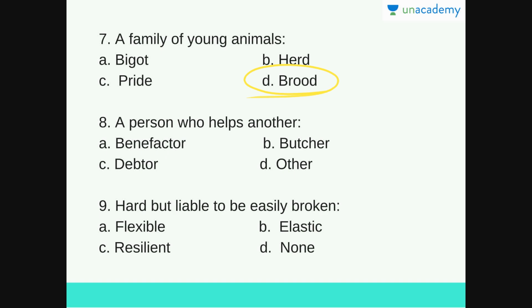The next question is a person who helps another. Options are benefactor, butcher, debtor, or other. The answer is A, benefactor, a person who helps another person or another cause by providing money or any other help that he is capable of giving. Butcher is a person who sells meat in a shop. Debtor is someone who owes money to another. And that's why our answer would be A, benefactor.